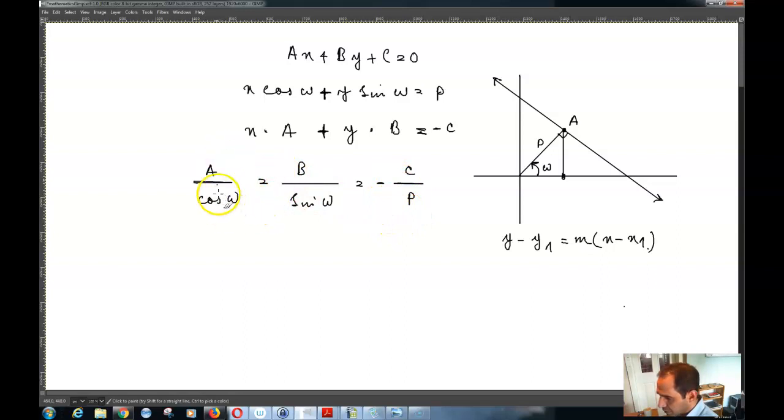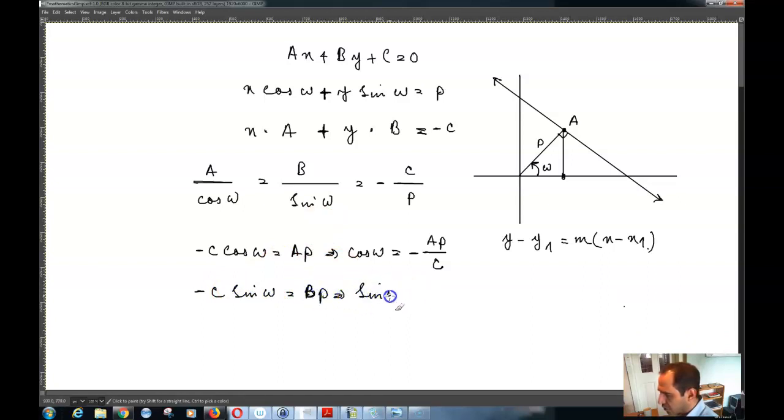So if I take these first two parts together and cross multiply, I get negative c cos omega is equal to ap, or cos omega is equal to negative ap over c. And if I take the other two parts together, I can write negative c times sine omega is equal to b times p. That means that sine omega is equal to negative b times p over c.